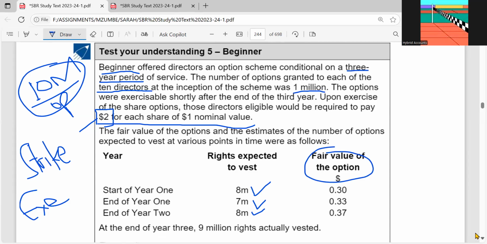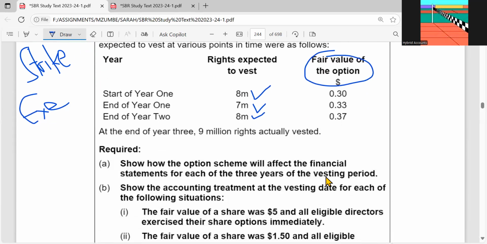And then we are told down here that at the end of year 3, 9 million rights actually vested. What are we required to do now? We have A and B. Starting with A, it says, show how the option scheme will affect the financial statements for each of the 3 years of the vesting period.